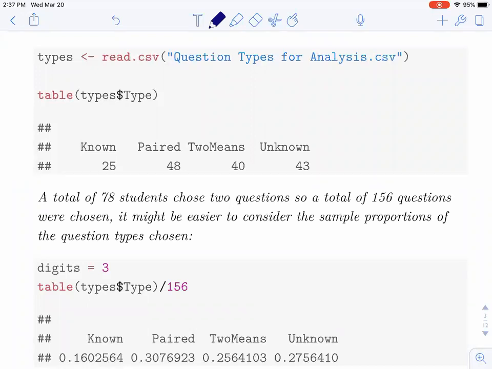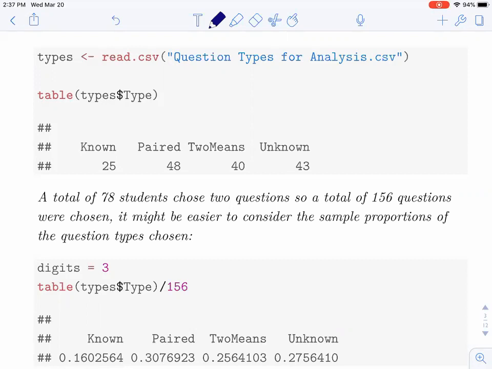Here's where we run into a little bit of a roadblock, not too big of a deal, right? Because everyone wrote 2 questions. So now the number of questions being answered is 156. So there's a total of 156 questions, but really I'm only sampling from 78 students, or taking a sample of 78 students.